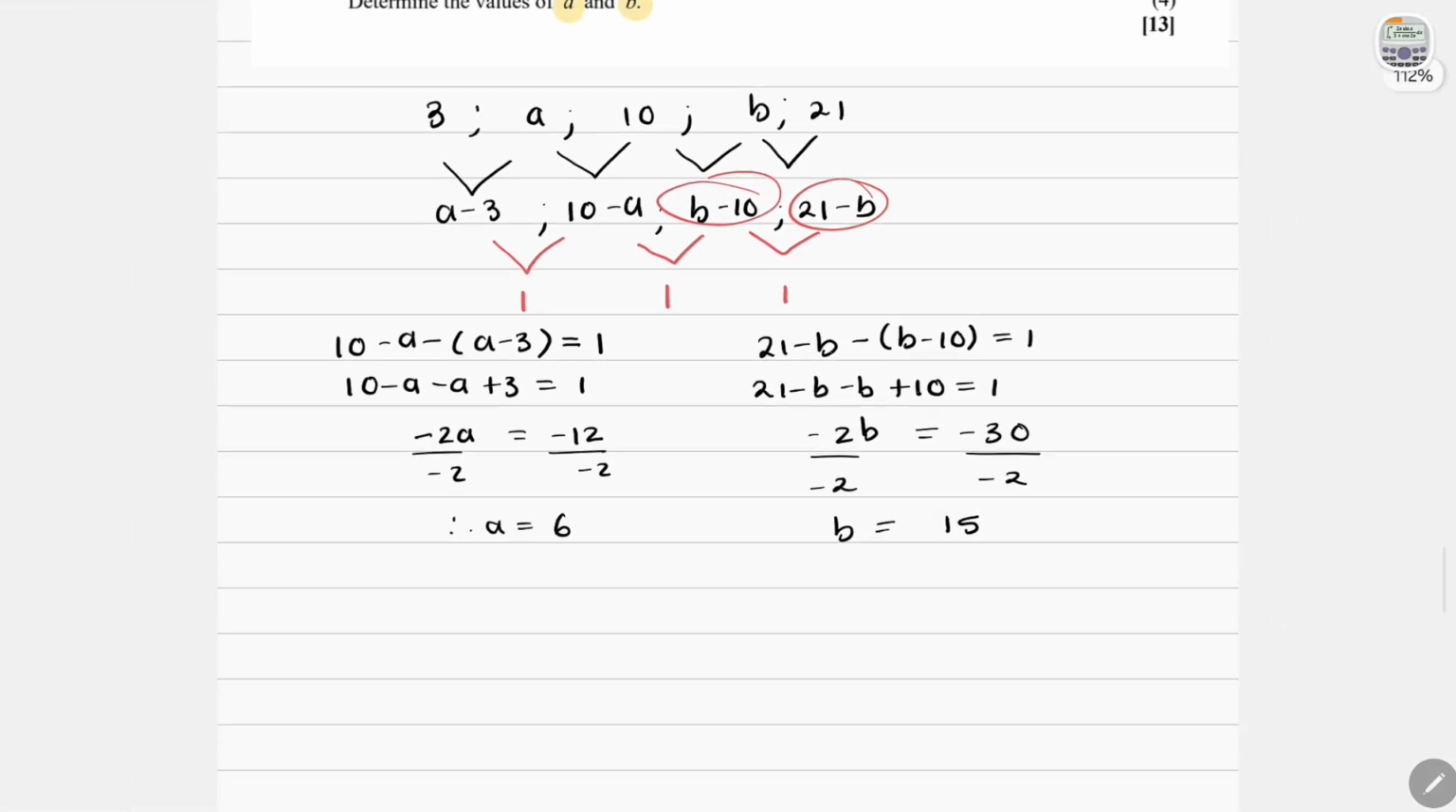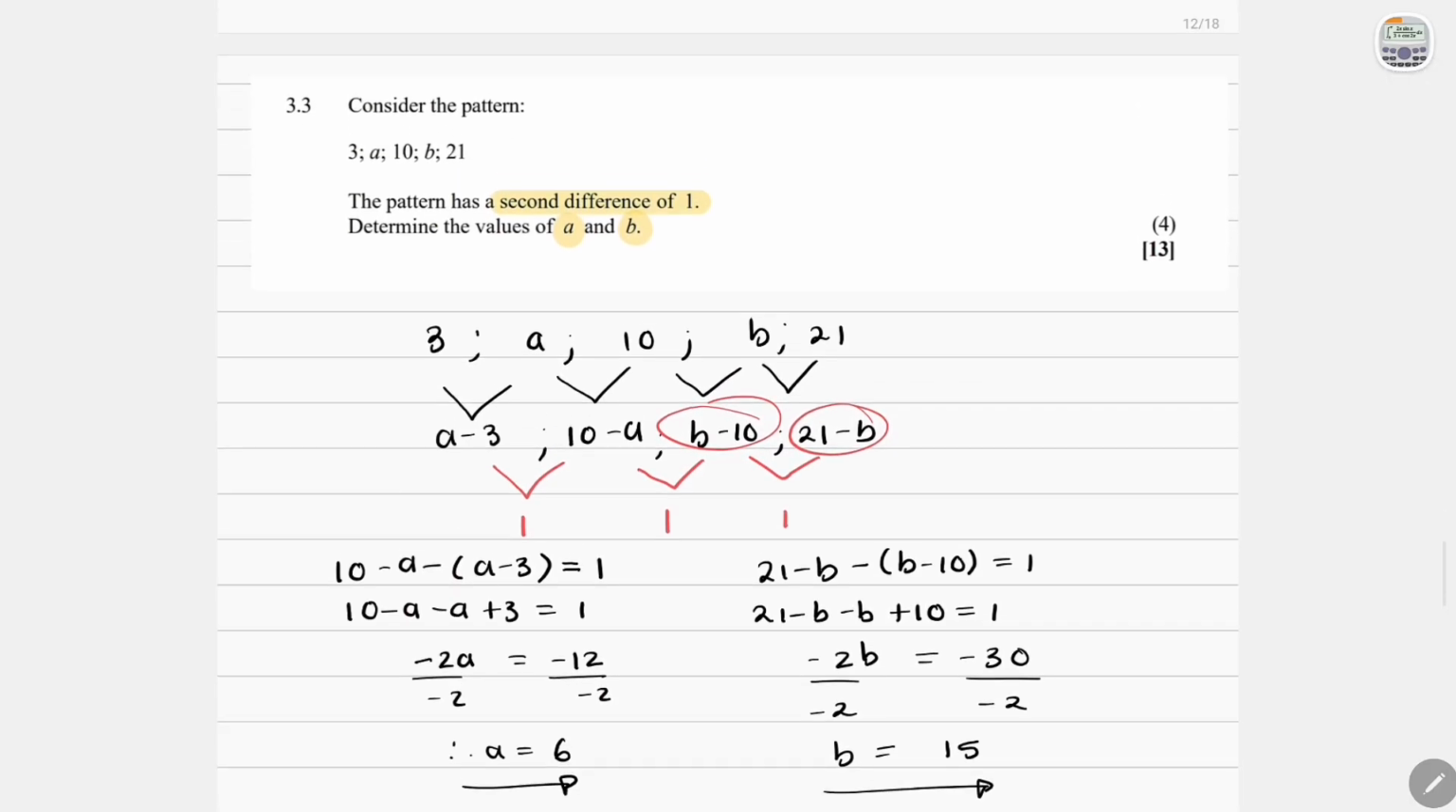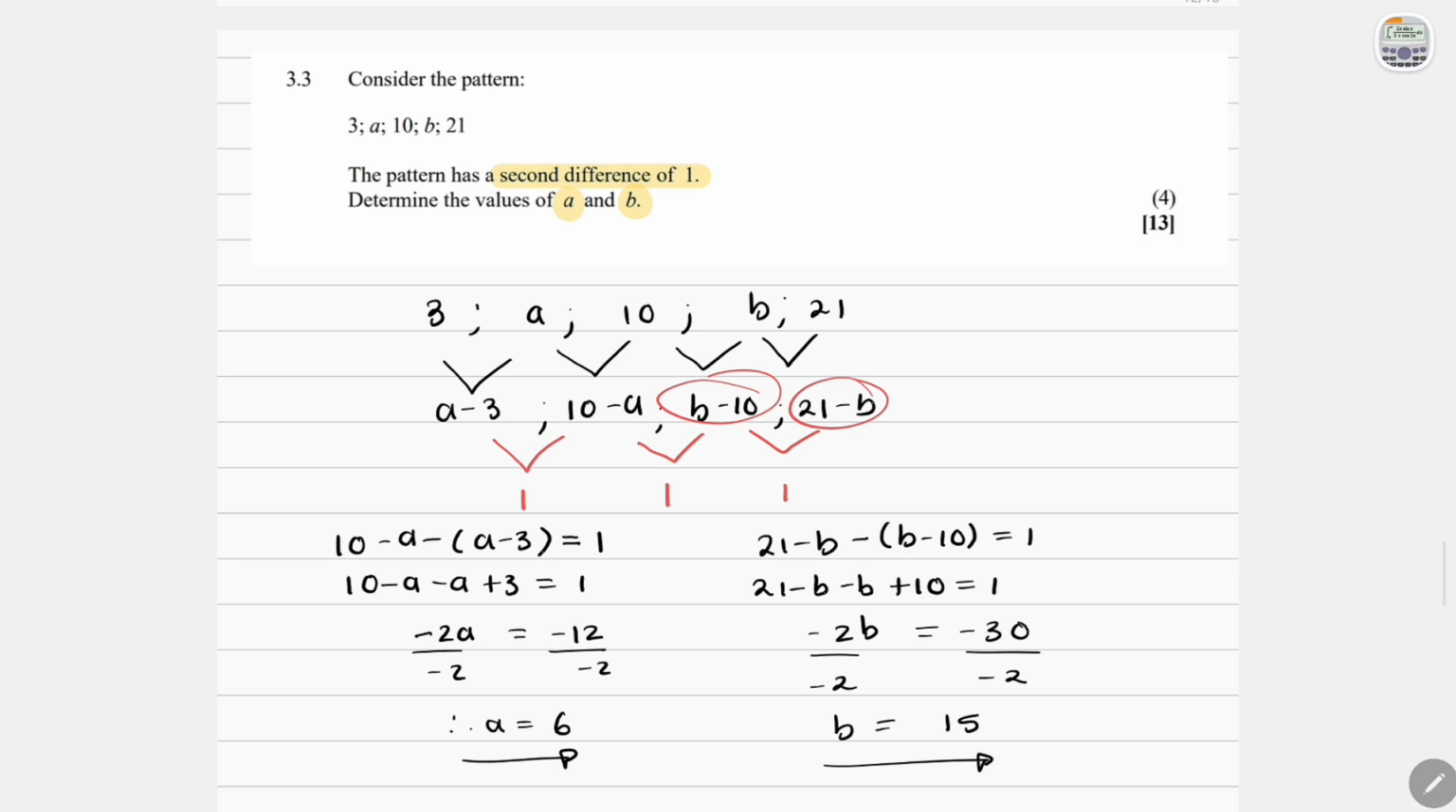So you see the ways we could have found that. a is 6, b is 15, and we are done. And that is it for question 3.